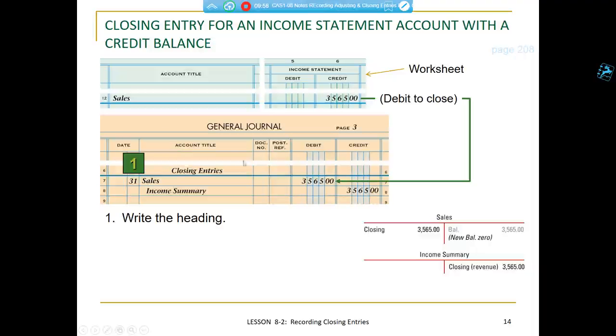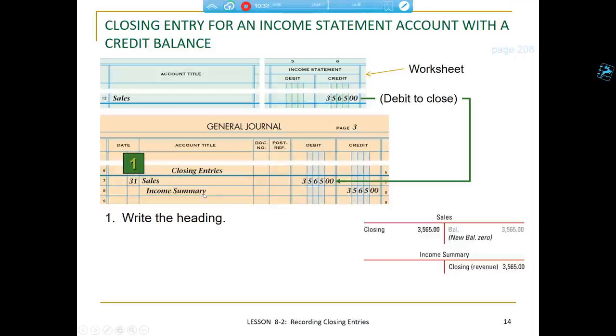We're going to put another heading, just like we had a heading for our adjusting entries, we're going to have a heading for our closing entries. We're going to have that date carried down because it's the end of the fiscal period. And so we're going to close out our sales. If our normal balance is a credit, we're going to close out our sales by doing a journal entry that's a debit. So we debit our sales, and we're going to credit income summary.